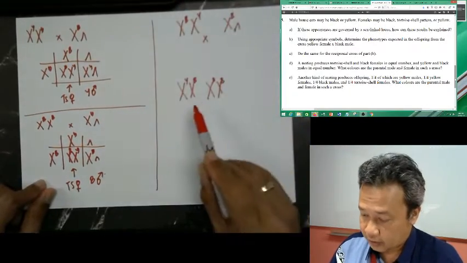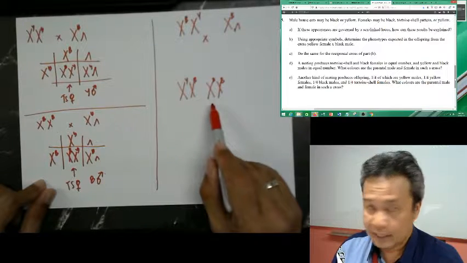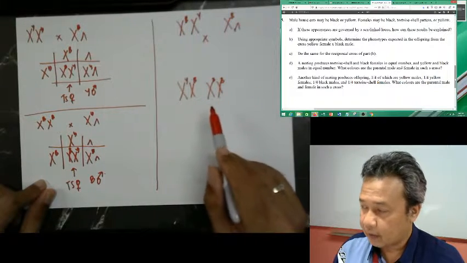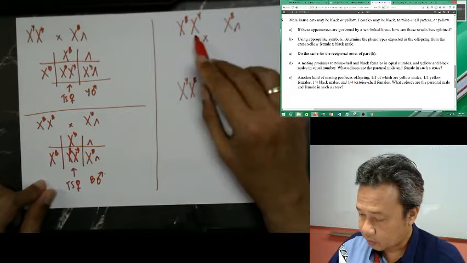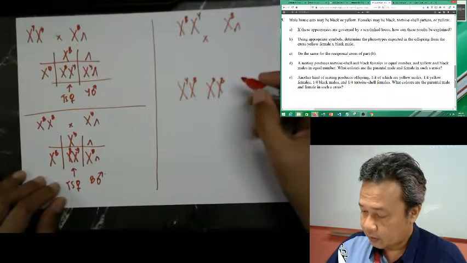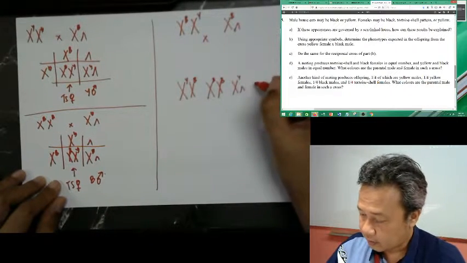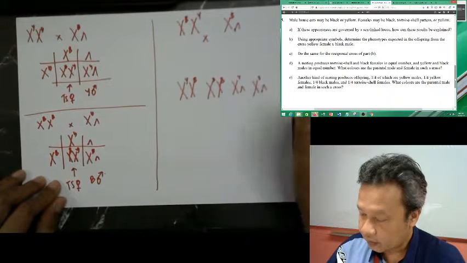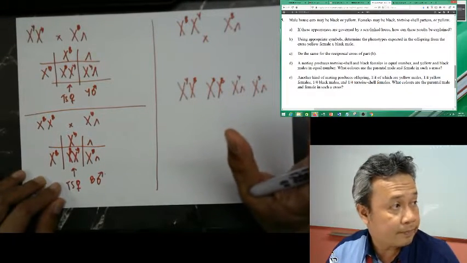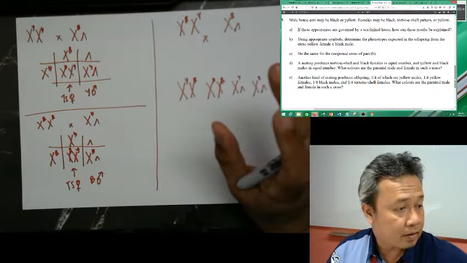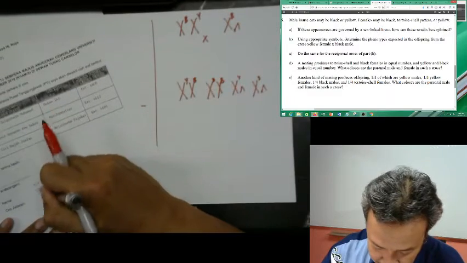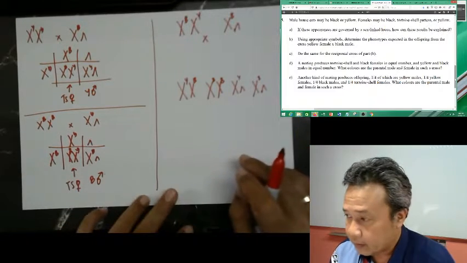Just to go through the question again, a mating produces tortoiseshell and black females in equal number, and yellow and black males in equal number. So yellow and black males. Do you get yellow? Yes. You get X^Y Y, and you get X^B Y as well. So they are both in equal numbers, and they'll give you equal numbers.